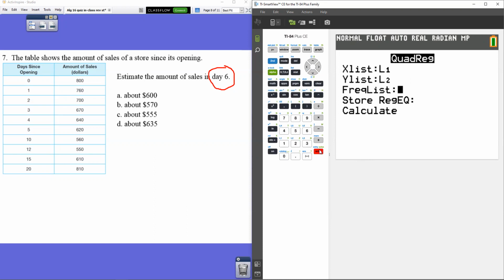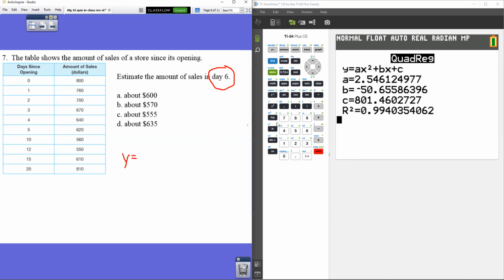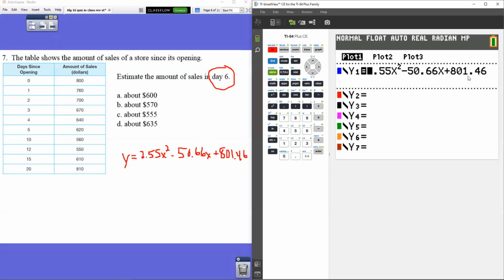We go to stat calc, quadratic regression. Our actual equation is y equals 2.55 approximately for our A value when we round. Don't forget your X squared. Then minus 50.66X and then plus 801.46. So that is the quadratic equation that I'm going to use for this data. It's the same data from above. So what I'm going to do is go to my y equals and type in that equation.